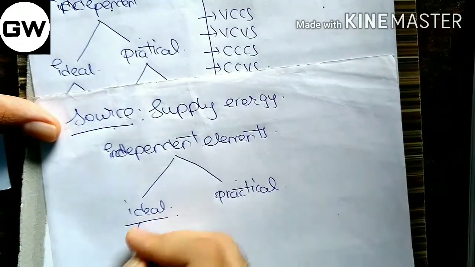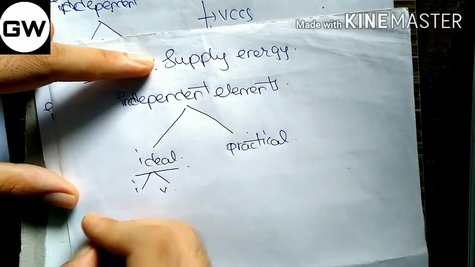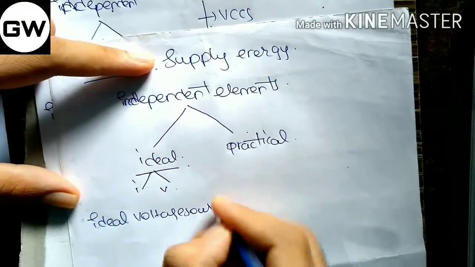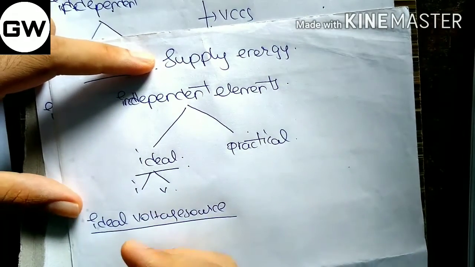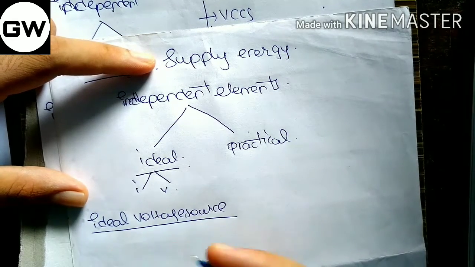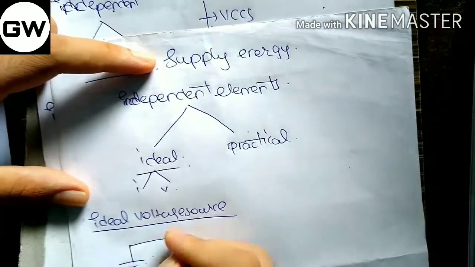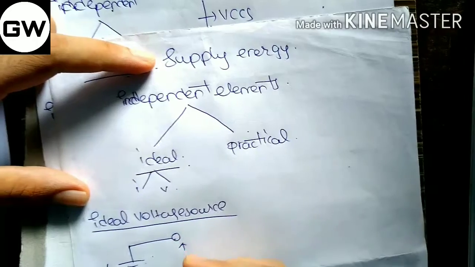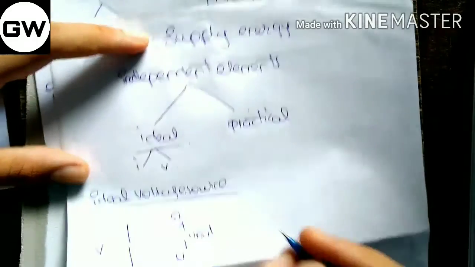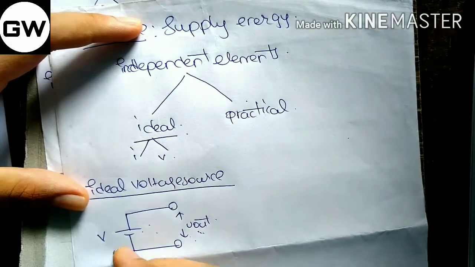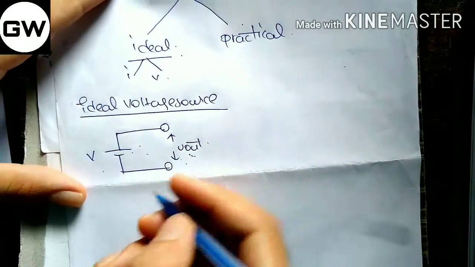Ideal, in the sense we'll be discussing, consists of two parts, I and V. We'll be discussing the ideal voltage source. An ideal voltage source supplies a constant voltage throughout the duration of time. For example, if the voltage is V here, the output we are getting here is V out. Imagine V out must be V for any duration of time. It means it supplies a constant voltage throughout the duration of time.